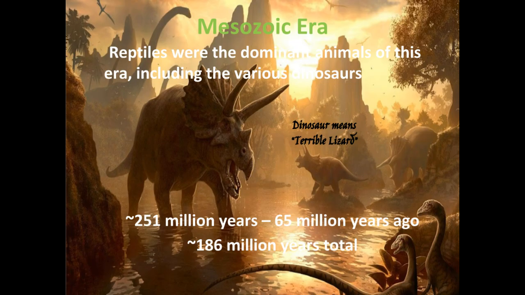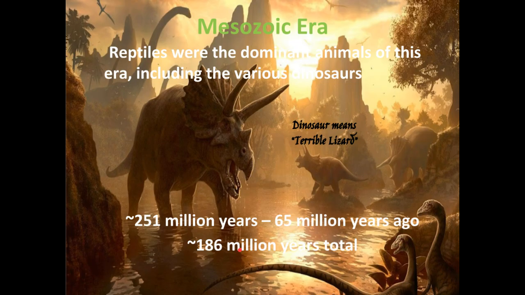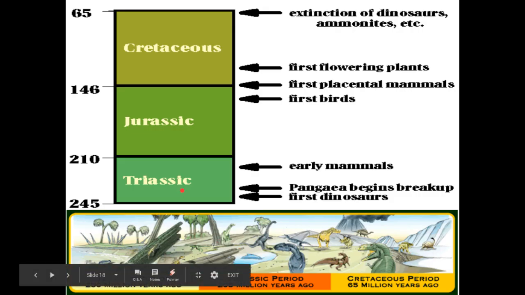So the organisms that did survive the Permian mass extinction ultimately became the dominant organisms of the Mesozoic era, the middle era, which is basically the dinosaurs. The word dinosaur actually means terrible lizard because that's pretty much what they were. The Mesozoic era lasted almost 200 million years, which is a phenomenal amount of time. Here are the three major periods of the Mesozoic era.